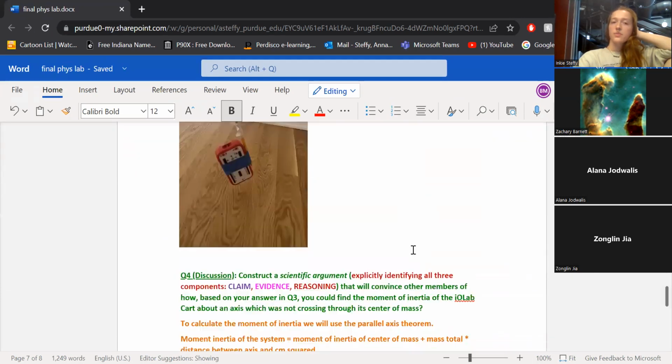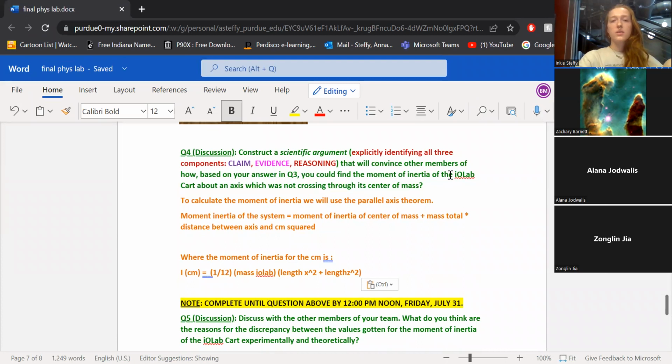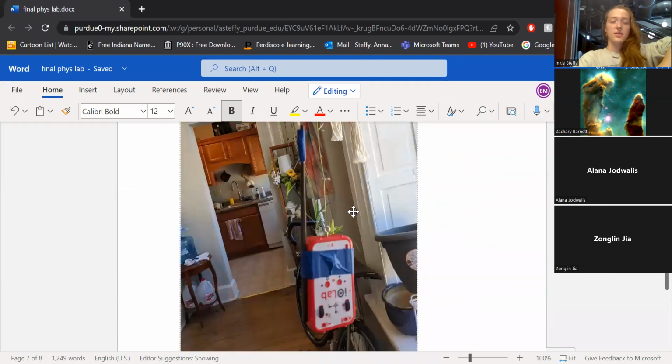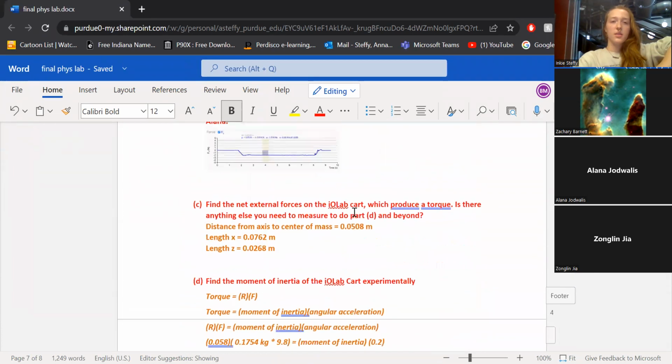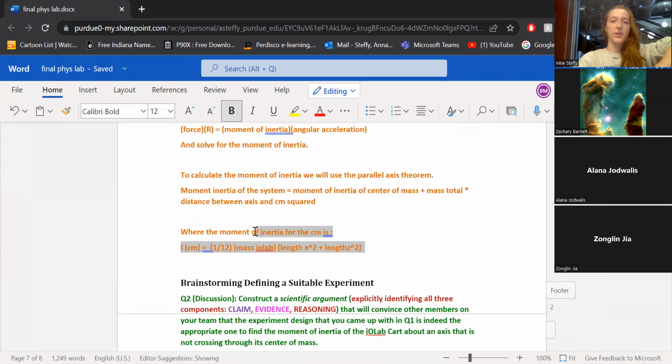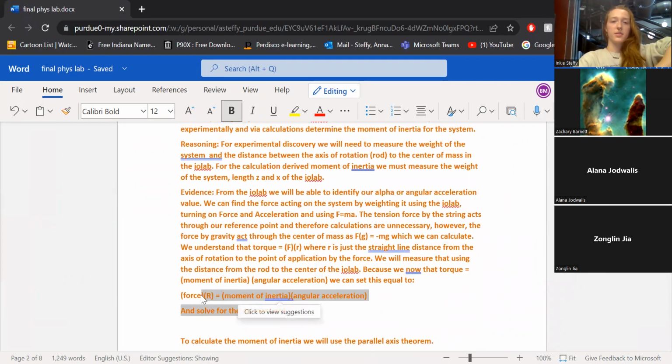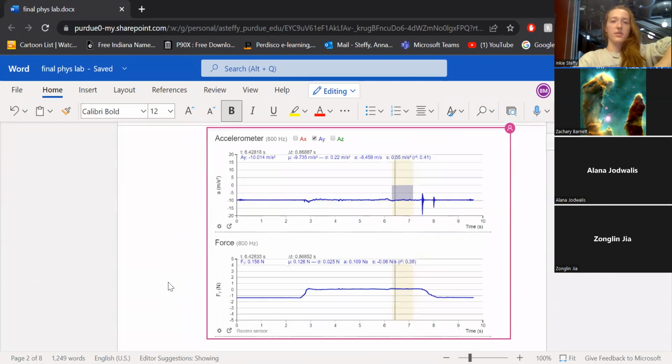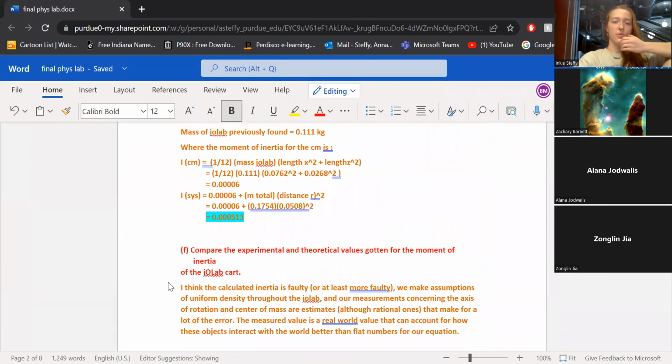Let's look. All right. So I just pasted this here because I think it belongs here. Based on our Q3 answer, how you could find the moment of inertia of the IOLAB cart about the axis which is not in Q3. I think we already talked about this, or at least I talked about how I got it right here. So I already covered that in Q3.